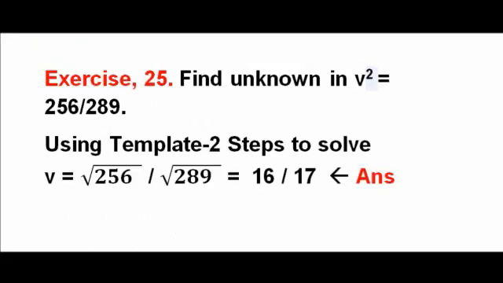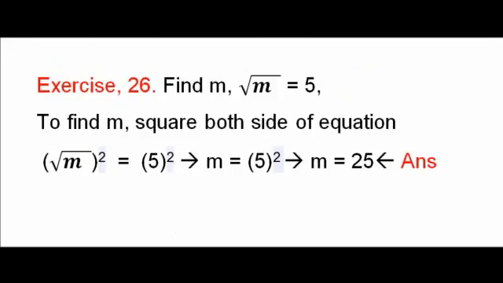Exercise 25. Find the unknown v square is 256/289. Using template 2, steps: prime factors, pairing, and pick square root components. 16 divided by 17 is the answer. See image.